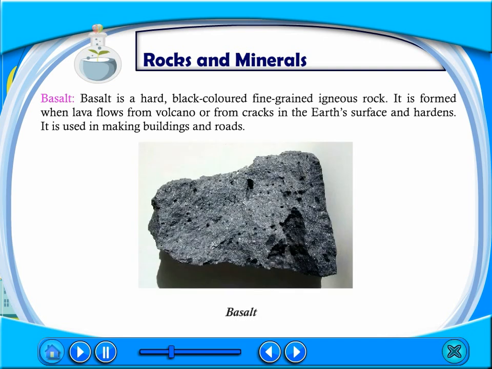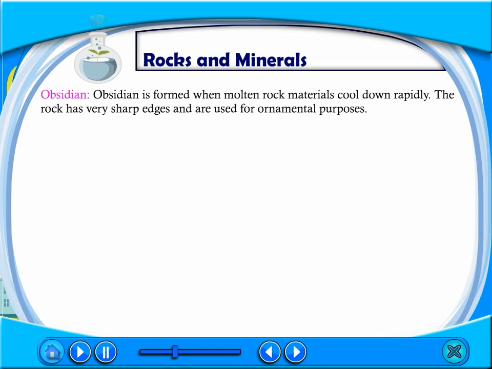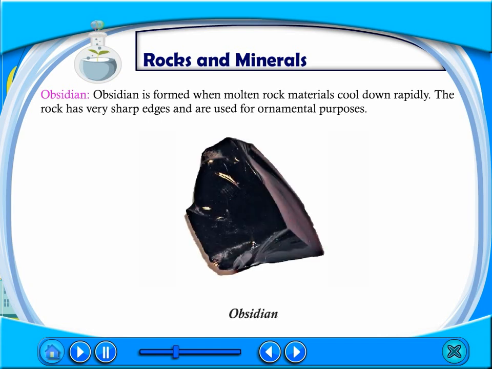Basalt. Basalt is a hard, black-colored, fine-grained igneous rock. It is formed when lava flows from a volcano or from cracks in the earth's surface and hardens. It is used in making buildings and roads. Obsidian. Obsidian is formed when molten rock materials cool down rapidly. The rock has very sharp edges and is used for ornamental purposes.